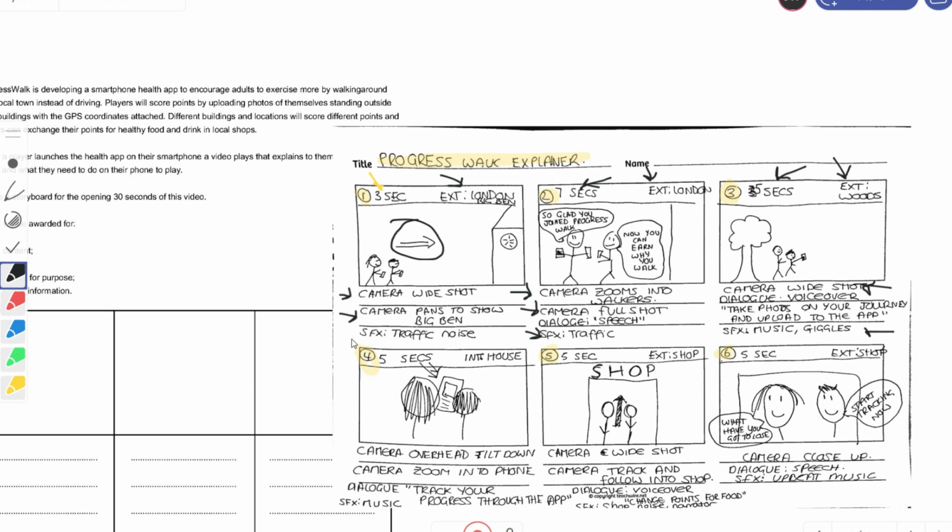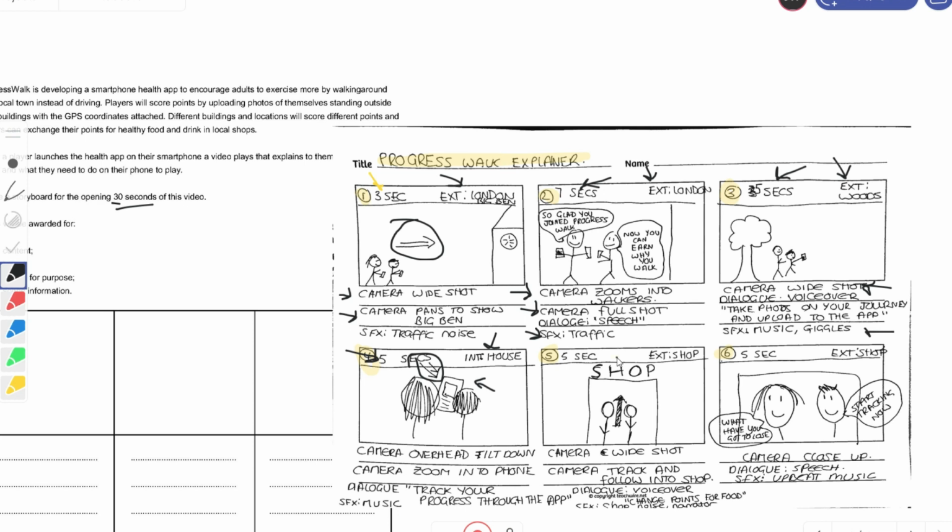Okay, shot number 4. Again, I've got my duration here, 5 seconds. As long as it totals 30, as mine says, or if you aren't given a time frame, then whatever you like, just make it reasonable. Again, interior house this time. And now I have got a camera overhead tilting down on them, so I've got the arrows here to indicate that. The camera is going to zoom into the phone. Yes, this is a phone. You could label this if you want to and say what it is. Dialogue, track your progress through the app. And I've got some sound effects here of some music, just some funky music going on.